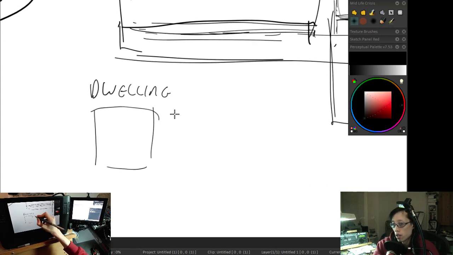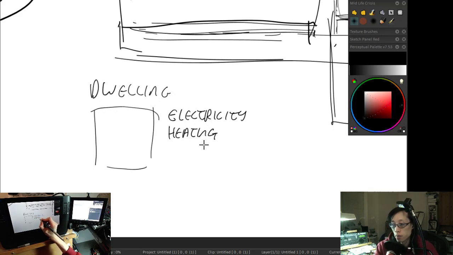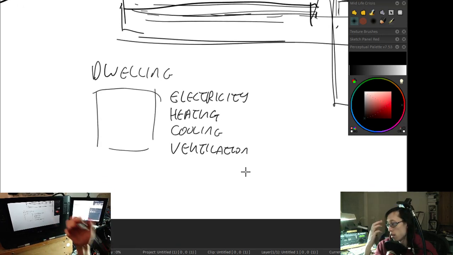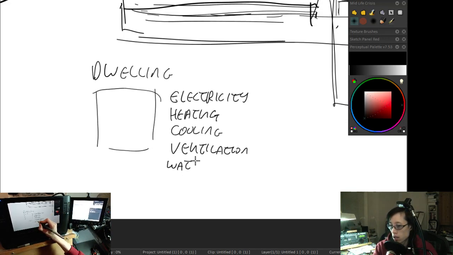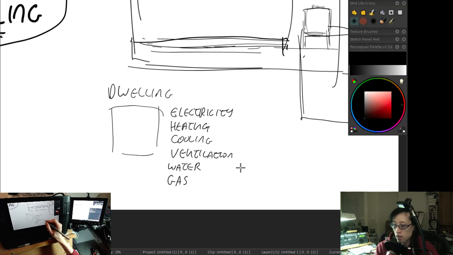You're going to need lighting. Well, maybe electricity. Yeah, how about that? Electricity, heating, cooling, because man, oh god, ventilation. Water. Gas. What else we got? These are like utilities, aren't they?